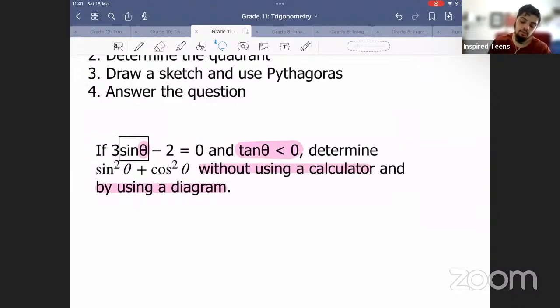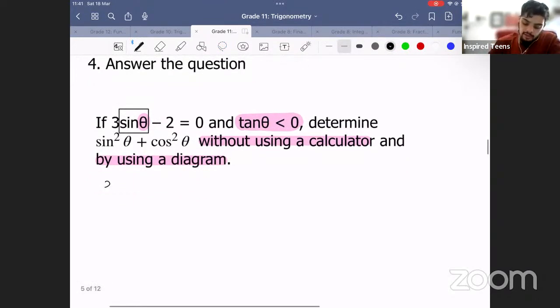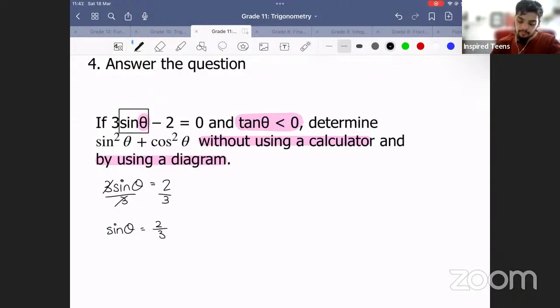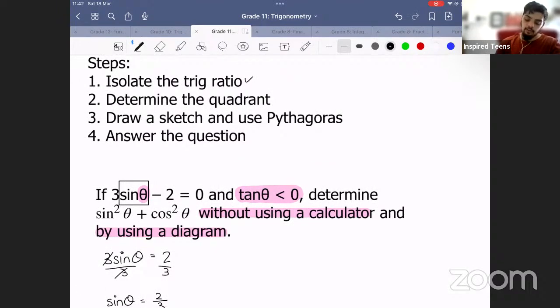To isolate it, we have to get rid of what's attached to it. So firstly, I'm going to get rid of the 2. So 3 sine theta is equal to positive 2 when I take it over to the other side. Then I can divide both sides by 3. And I get that sine theta is equal to 2 over 3. So step 1 completed. I have isolated the trig ratio.